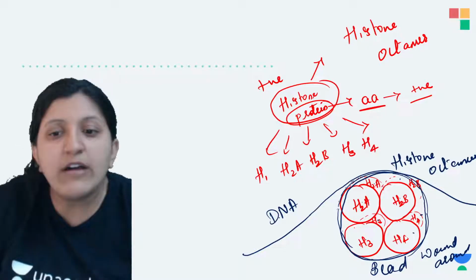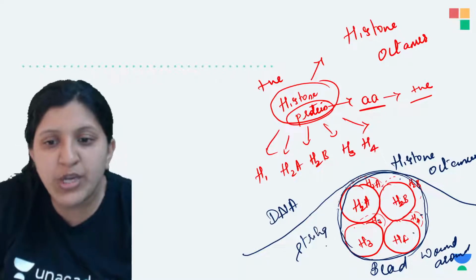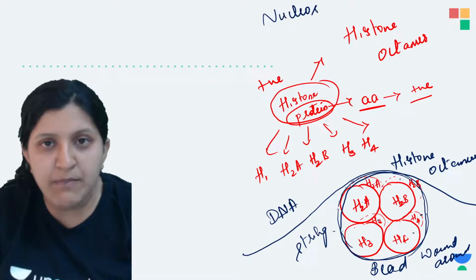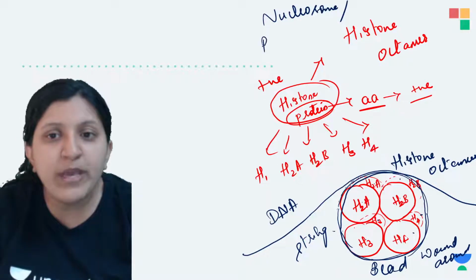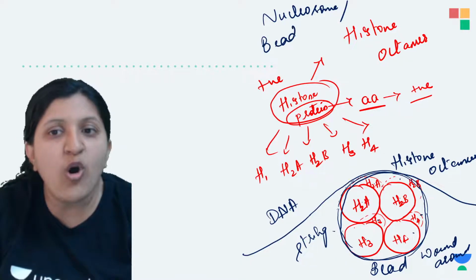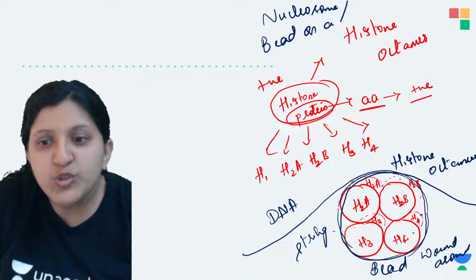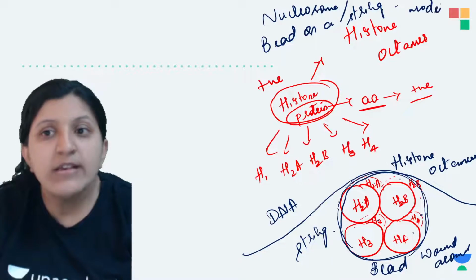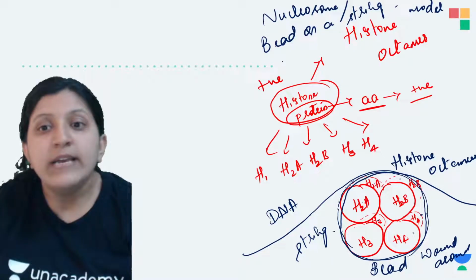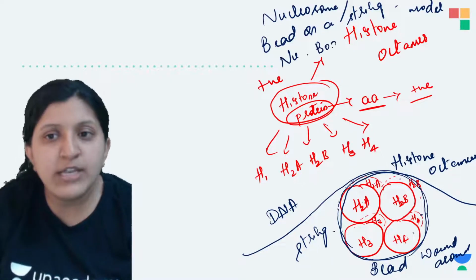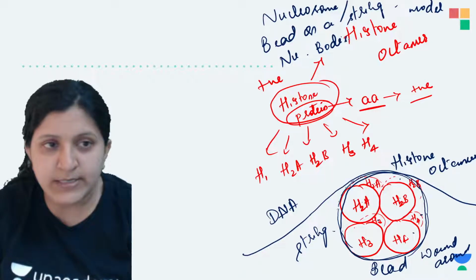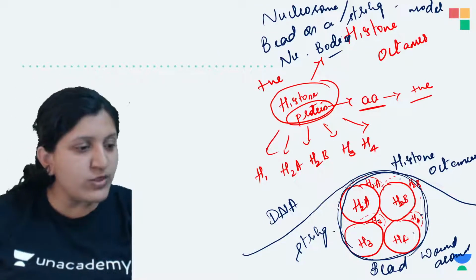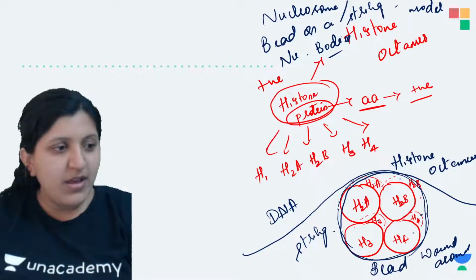And this DNA can be considered a string also, hence the name nucleosome model, or this can also be called a bead on a string model. Bead is there and a string surrounding it, so we can call it a bead on a string model, or in general, nucleosome bodies. Is this clear? Any doubt, Piyush?